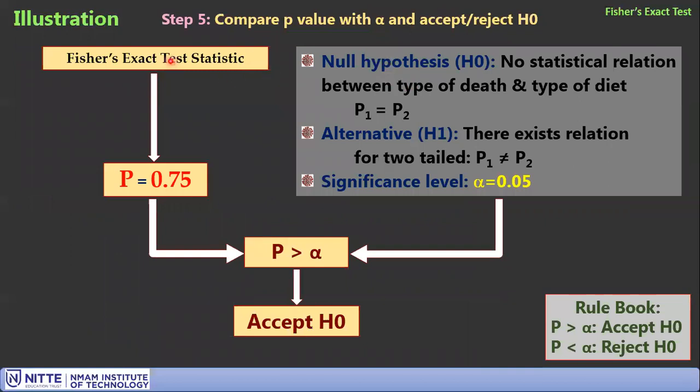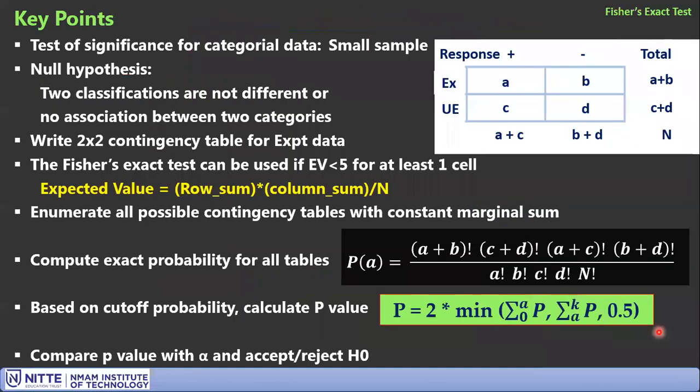Now, this is the value I got from the calculation: P is equal to 0.75. When we decided to work at 95% confidence, we took alpha equal to 0.05. Compare this alpha with the p. Since p is greater than alpha, we accept the H0. So the rule book says if p is greater than alpha, accept the H0. If p is less than alpha, reject the H0. If the calculated value is less than 0.05, then you reject the H0. If it is more than alpha, you accept the H0.